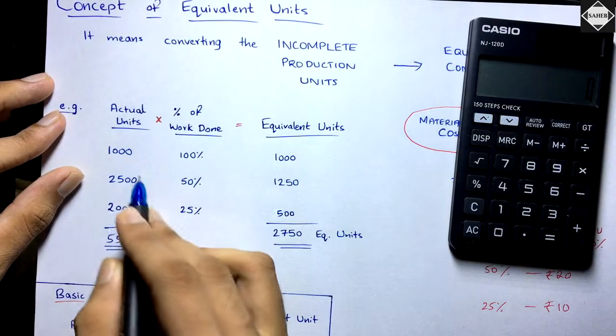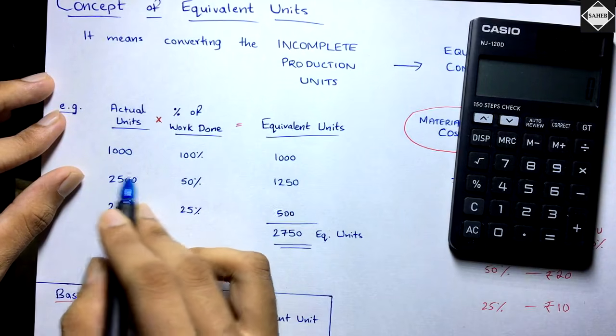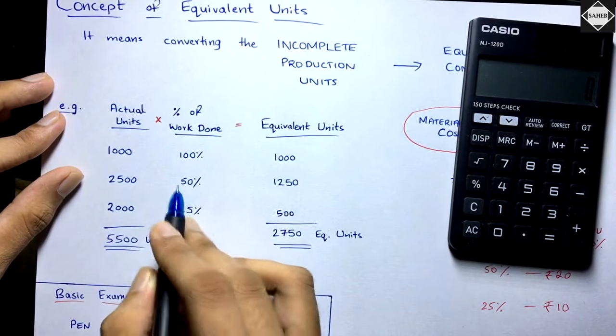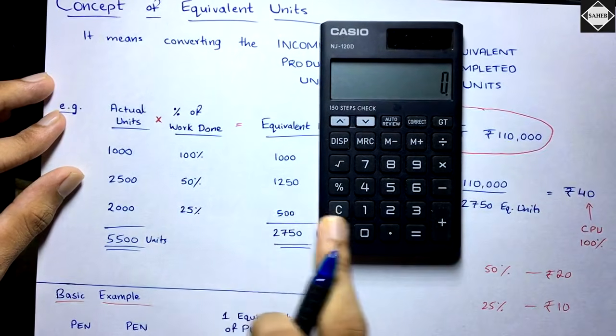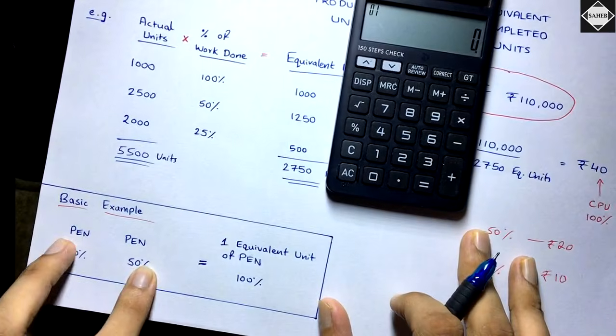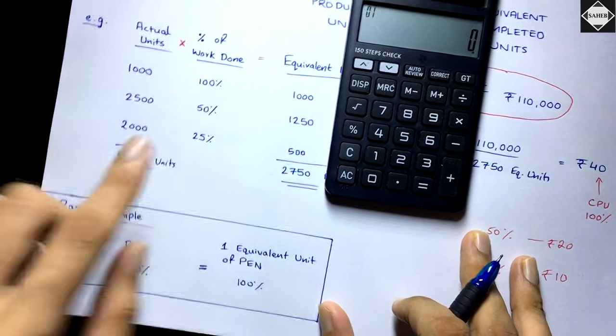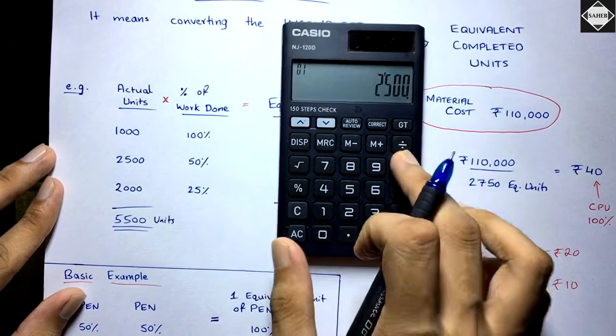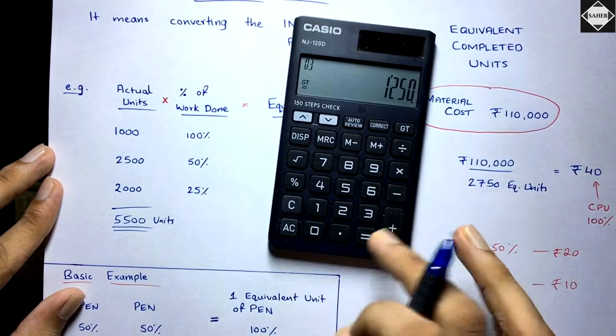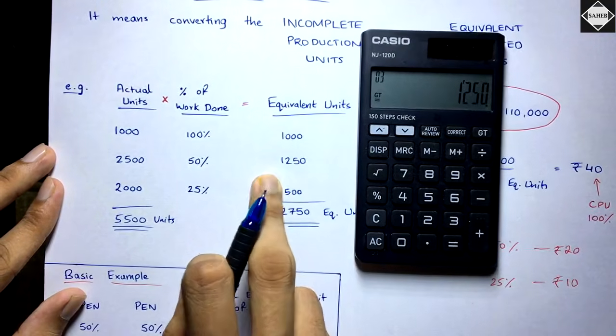Then what do you have? You have here 2500 incomplete units, on which 50% work is done. So you just multiply these two, and you get the equivalent units. I've just shown you over here: 2 units into 50% is 1 unit. The same thing you have to do. 2500 into 0.50 is equal to 1250. This is the equivalent unit.